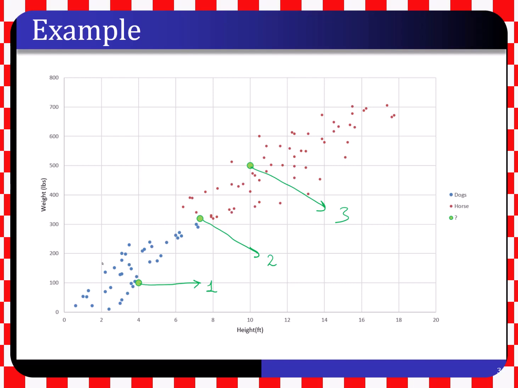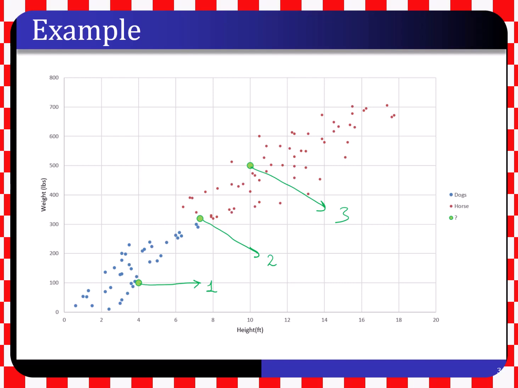Obviously dogs have lower height and lower weight, and horses have higher height and higher weight. Some of these 3 points might be easy to classify. For example, it's obvious that the first point is in the dogs group and the third point is in the horses group, but point 2 is not easy to identify. What we do is find the k-nearest neighbors to the record to be classified, which is point 2 in this case, and then using a majority decision rule, we classify the record as a member of the majority class of the k neighbors.